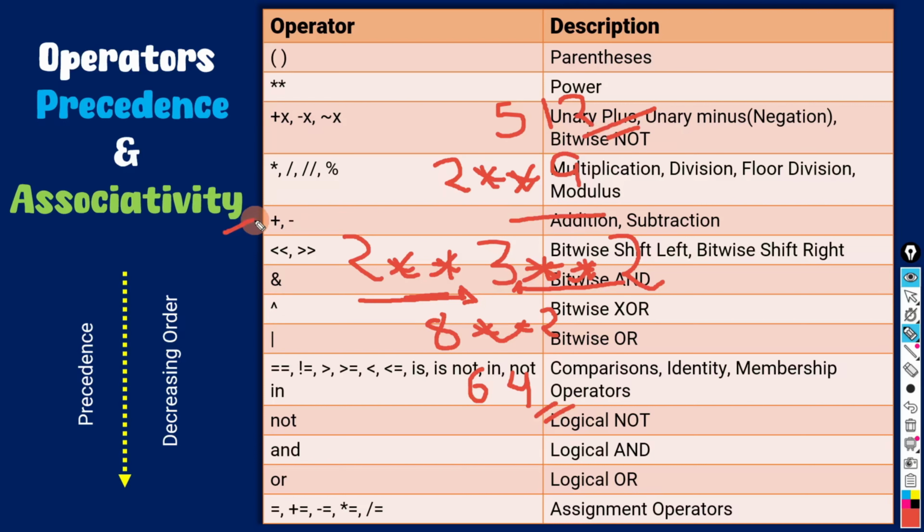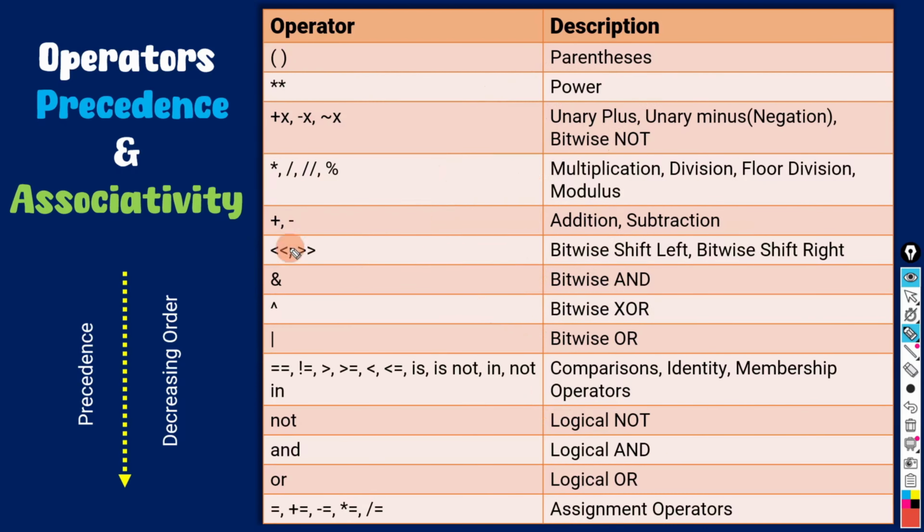This is where associativity of operators comes into the picture. Associativity defines from which direction we have to evaluate an operator. We evaluate the power operator from right side towards left side. So first we will perform this power operation and then we will perform this power operation. So 3 to the power 2 will give us 9, and then 2 to the power 9 will give us 512. Hence 512 is the correct result.